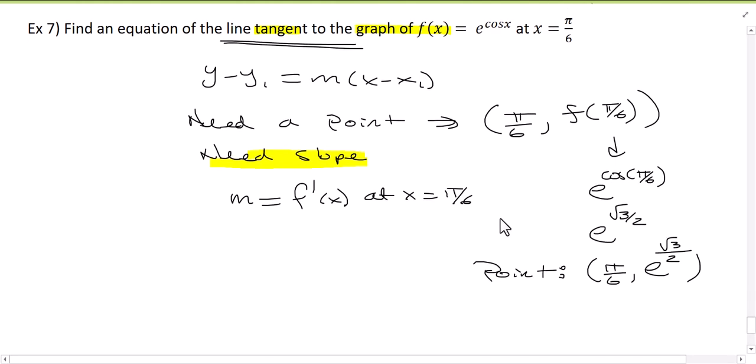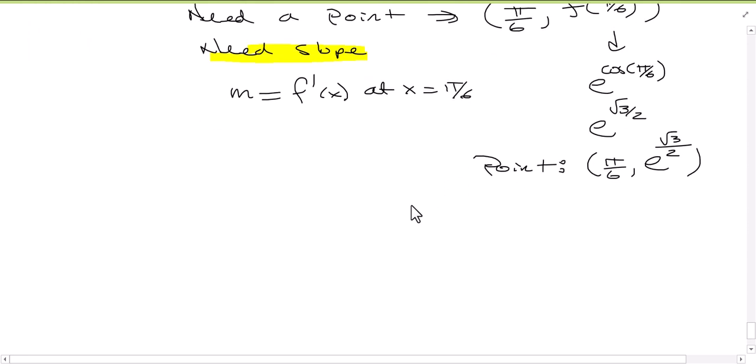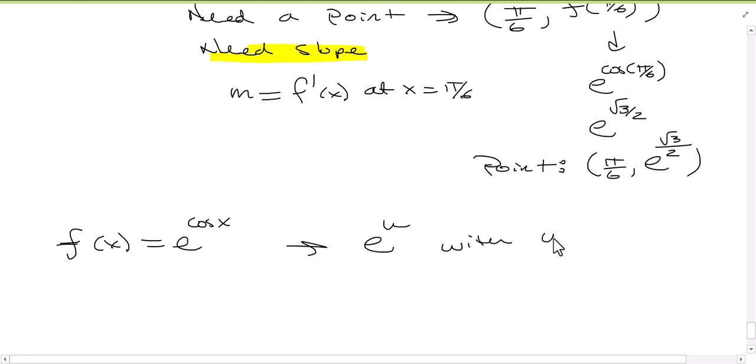All right, so that means we need to find the derivative of f of x equals e to the cosine x and then evaluate it when x is pi over 6. And so I'm going to rewrite it over here. So f of x is equal to e to the cosine x. So I need the derivative of that. So notice that this is a composition of functions, right? What am I doing? I'm composing e to the u with u equals cosine x.